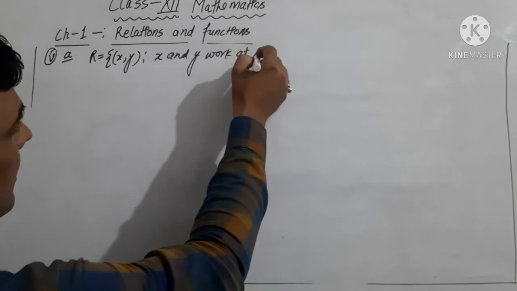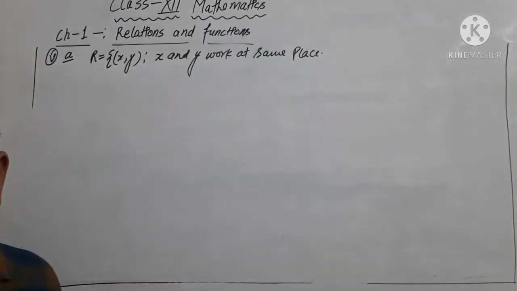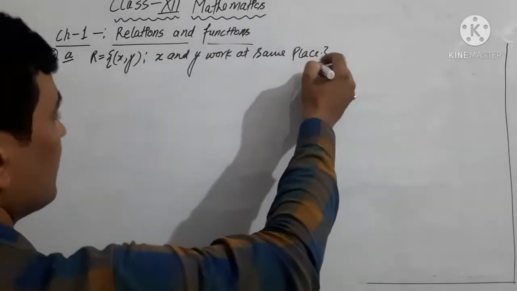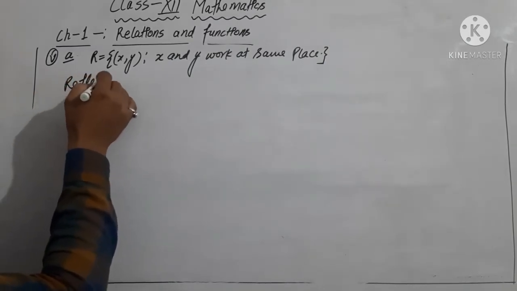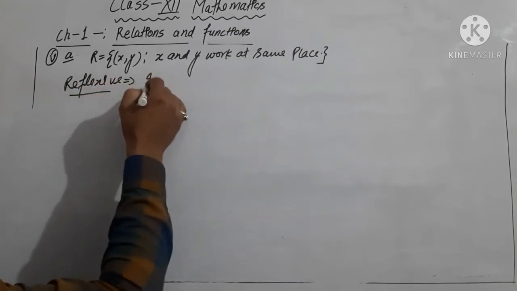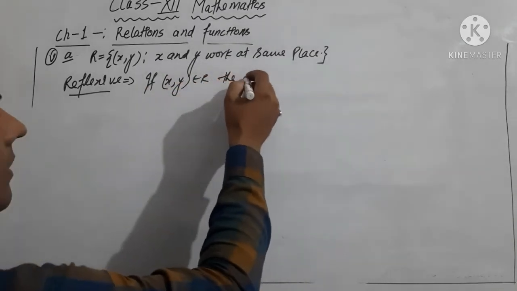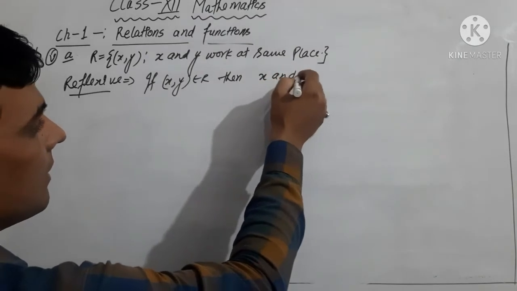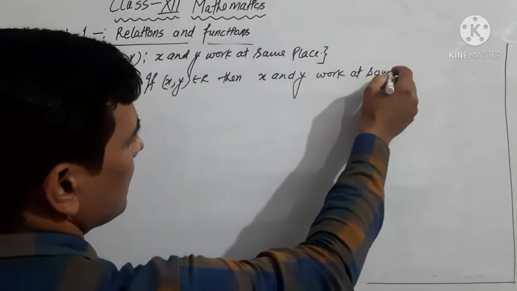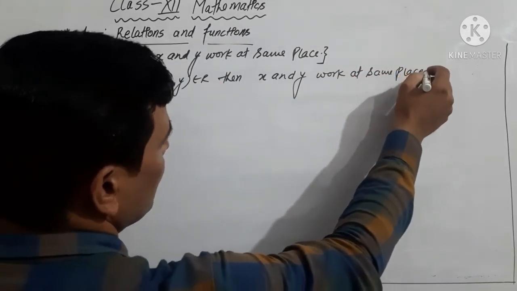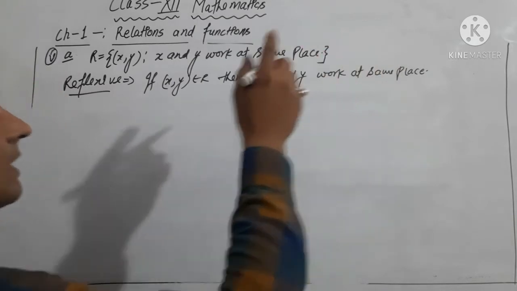work at the same place. (x, y) work at same place. So first we will check the condition for reflexivity. If (x, y) belongs to R, then x and y work at same place. This is true because it is given in the question.